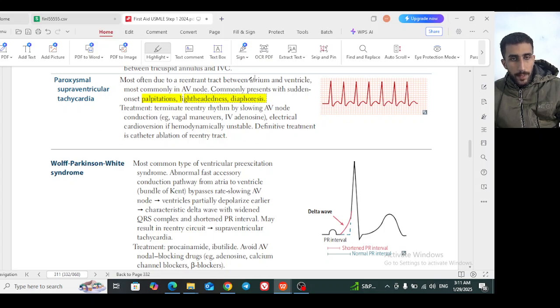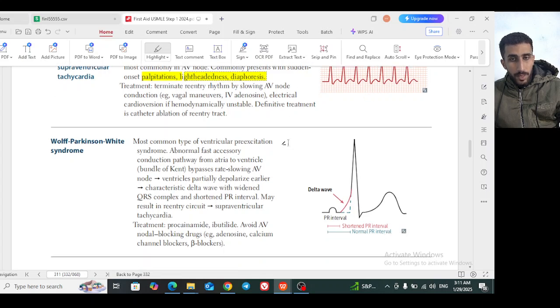So this is due to a reentrant tract between the atria and the ventricle. You know that between the atria and the ventricle is the AV node. Within the AV node is the problem here. So the problem in paroxysmal supraventricular tachycardia lies within the AV node itself. So a re-entry circuit within the AV node, you don't have to know the details for Step 1.